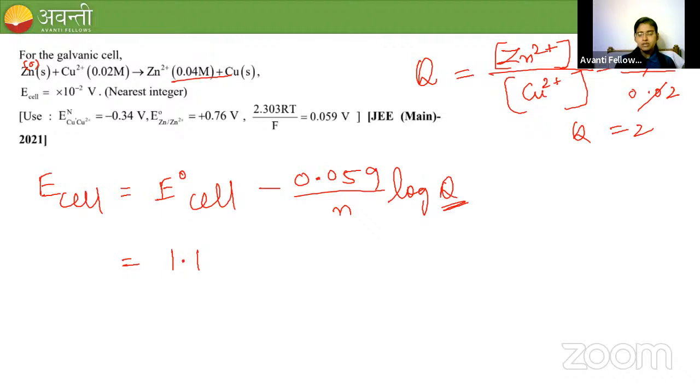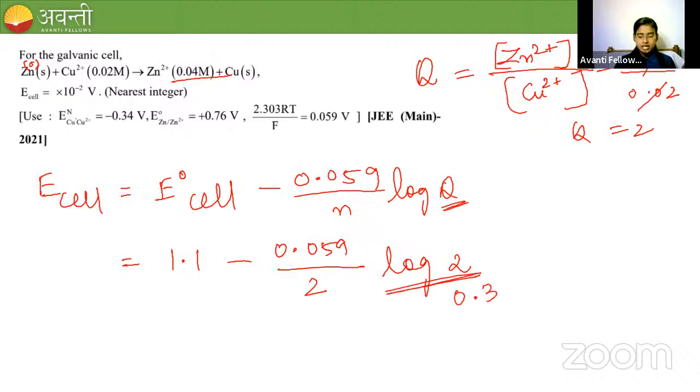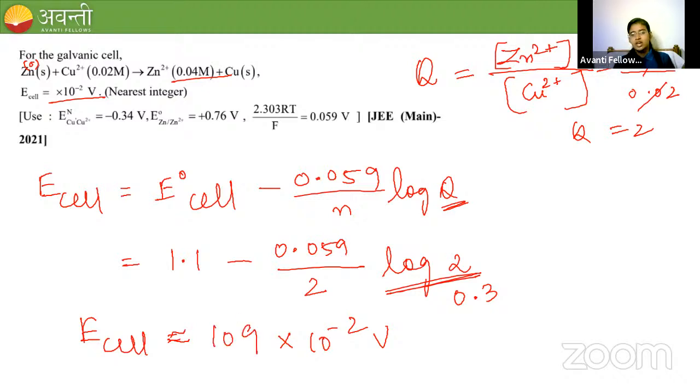So for zinc copper, E naught value is 1.1 minus 0.059 divided by the number of electrons lost, which is 2, or the number of electrons gained, which is also 2, into log of 2. So what is the log 2 value? It is 0.3. So multiply, divide and subtract by doing all the mathematics. We have to give the approximate value in terms of 10 to the power minus 2 volt. So it will come out to be 109 into 10 to the power minus 2. So the value that we have to find out here is 109. Okay, clear for all of you?